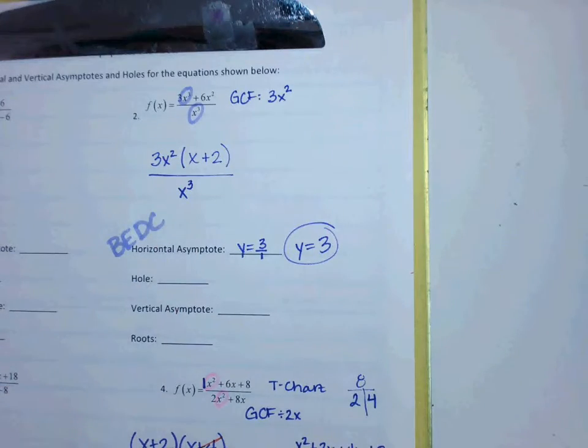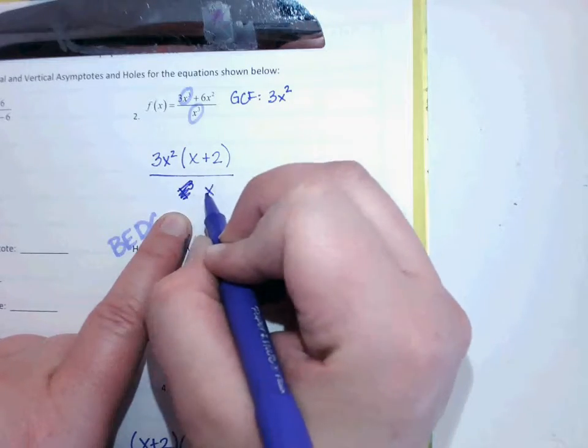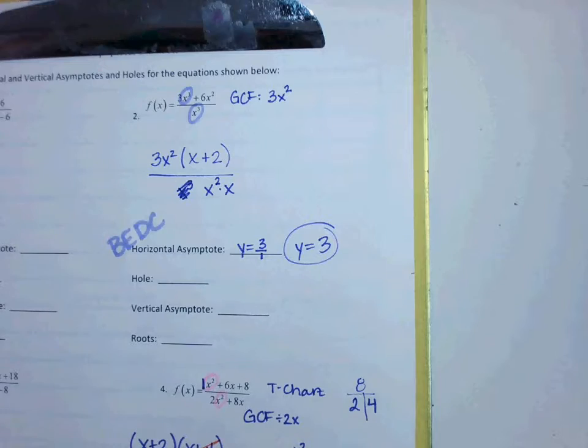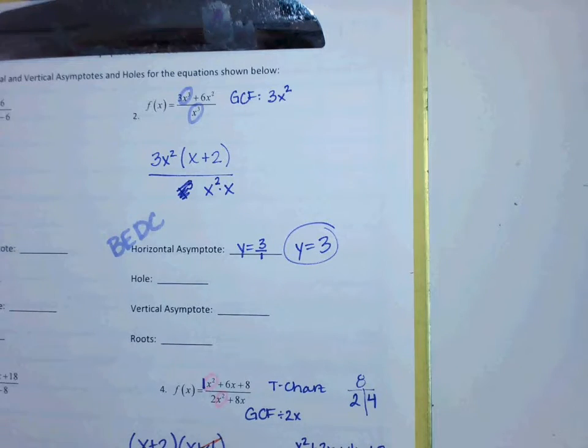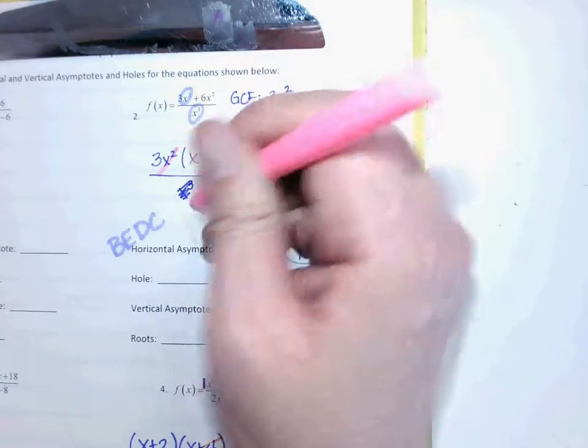2 of them can cancel out. So look, watch. Instead of writing it like this, I'm going to make it x squared times x. Now, is that the same as x to the 3? Yes. And then look what I'm going to do. I'm going to cancel out these 2 and these 2.